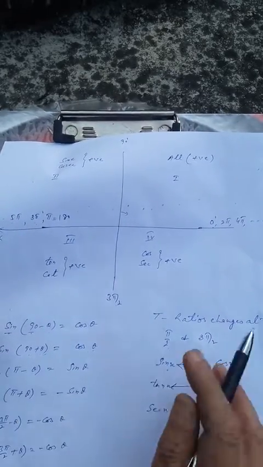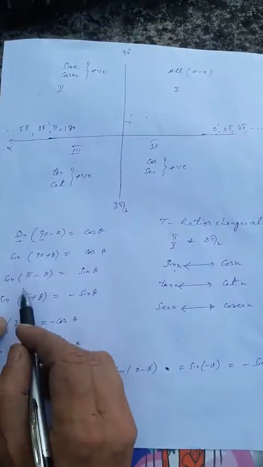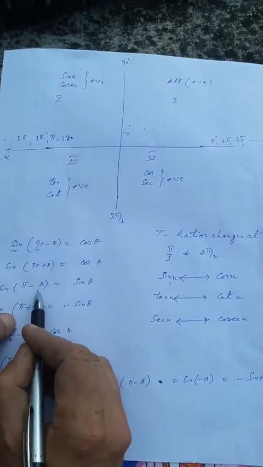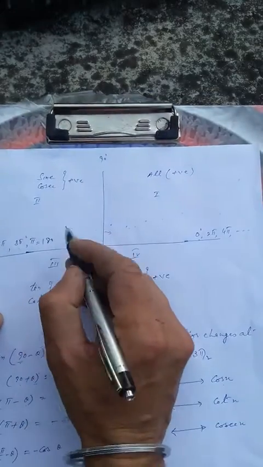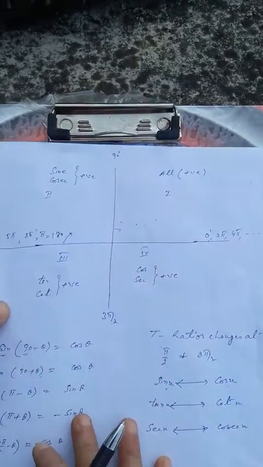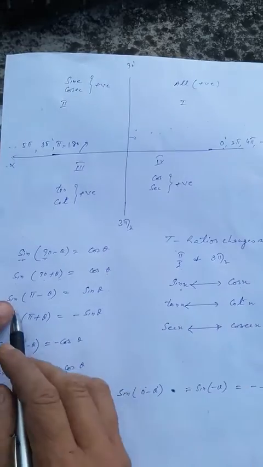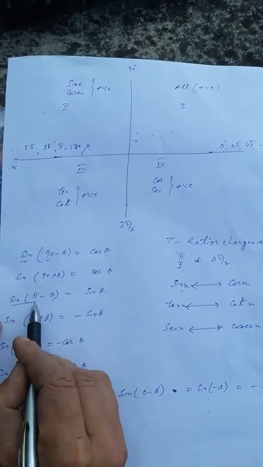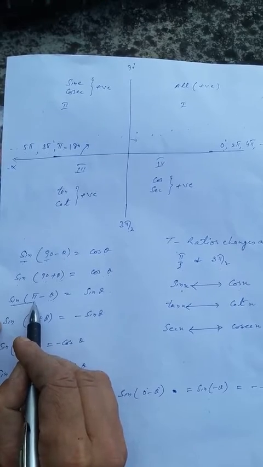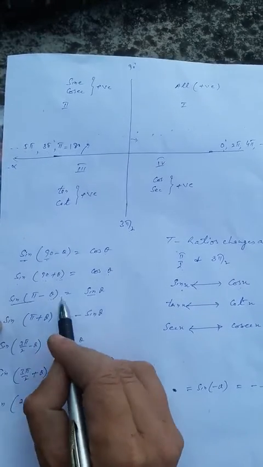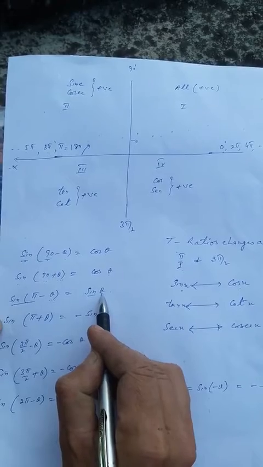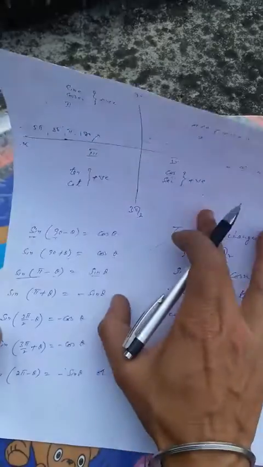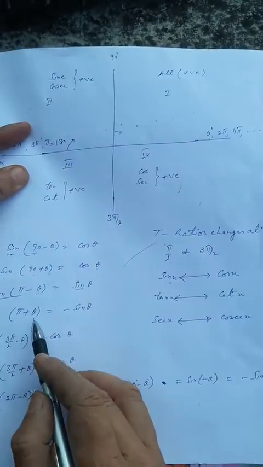Similarly, sine of 180 minus theta, this is pi minus theta, that means 180 minus theta. Now once again see, this is again the second quadrant, because this is 180, and if we subtract something, it is the second quadrant. At 180 degree the t ratio will not change, so sine stays as it is, and in the second quadrant it is positive, so it is equal to sine theta. The next is sine of 180 plus theta.